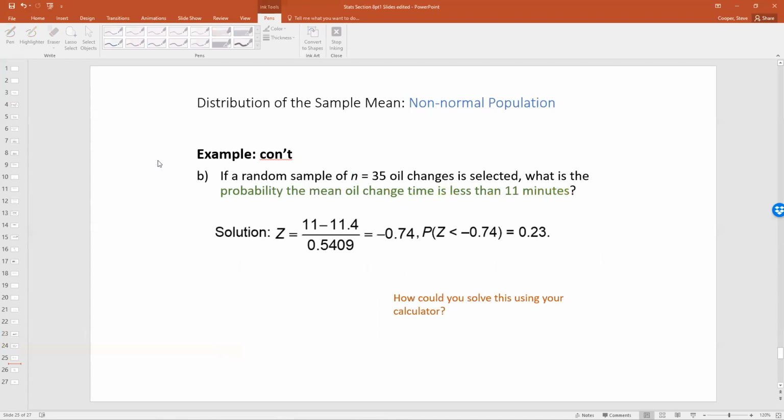Okay, now what do they want to know? If a random sample of n equals 35 oil changes is selected, what is the probability that the mean oil change time is less than 11 minutes? So they're saying, what's the probability?